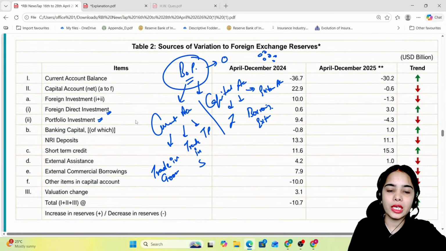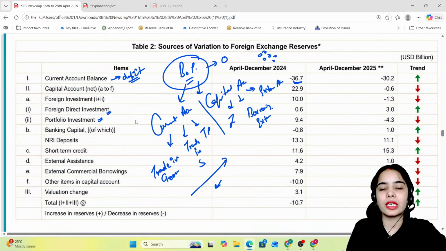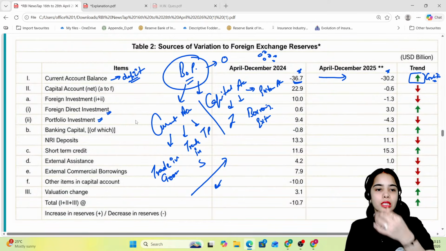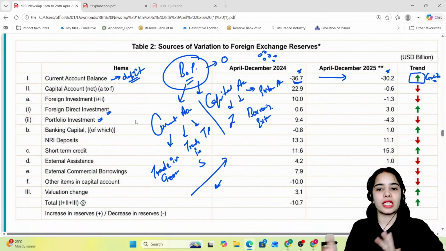Now the current account is in deficit. Deficit means that we are paying more than what we are receiving. But here you can see the deficit has reduced, and the condition of our country has improved. The deficit has reduced from $36.7 billion to $30.2 billion.